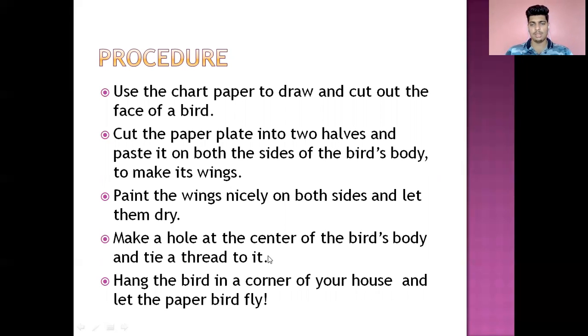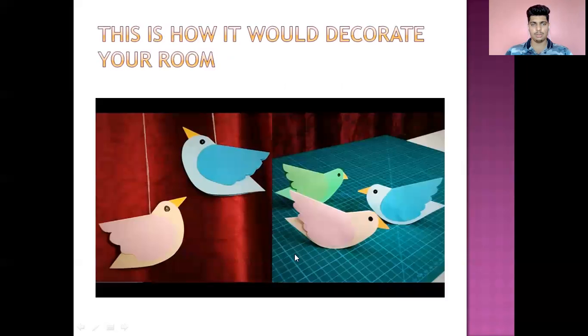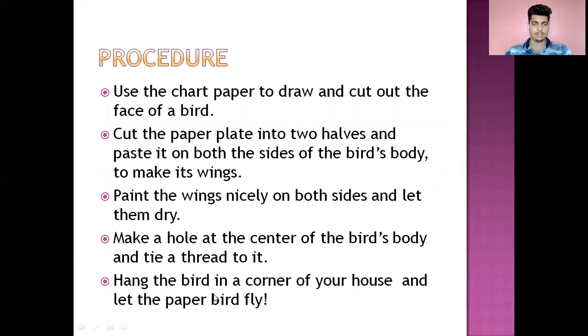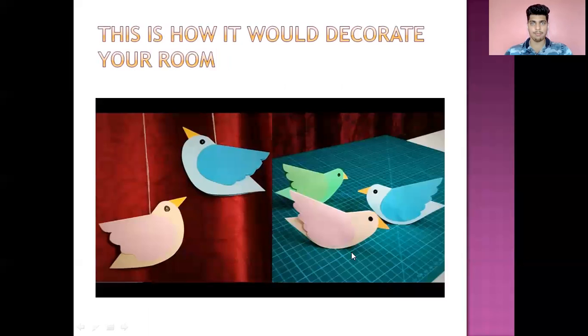Then make a hole at the center of the bird's body and tie a thread to it. Like here we can see a thread is going from start to end. So here just make a hole in between and then pass a thread through it, and you can hang it somewhere. Then hang the bird in a corner of your house and let the bird fly, paper bird fly.